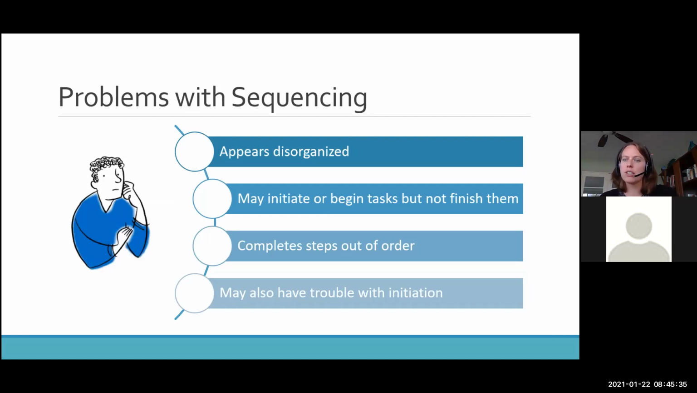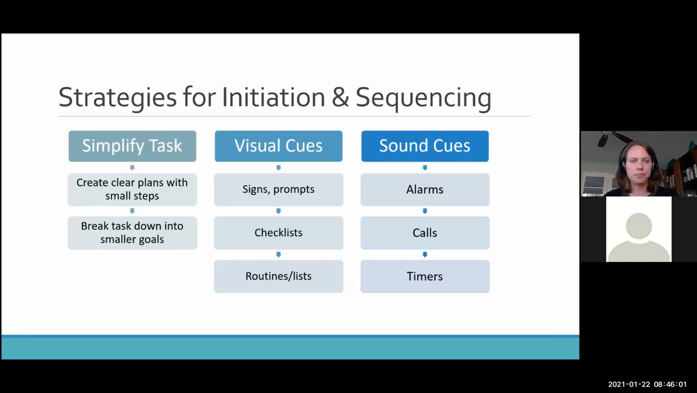Issues with sequencing. Sequencing is being able to complete a set of steps from 1, 2, 3, 4, 5 all the way through. Again, this person might appear disorganized. They might get started, but not be able to finish things, or finish things out of order, or miss steps somewhere. They can also have trouble with initiation, but sometimes getting the first thing done is fine. It's following up and following through on the rest of the steps.